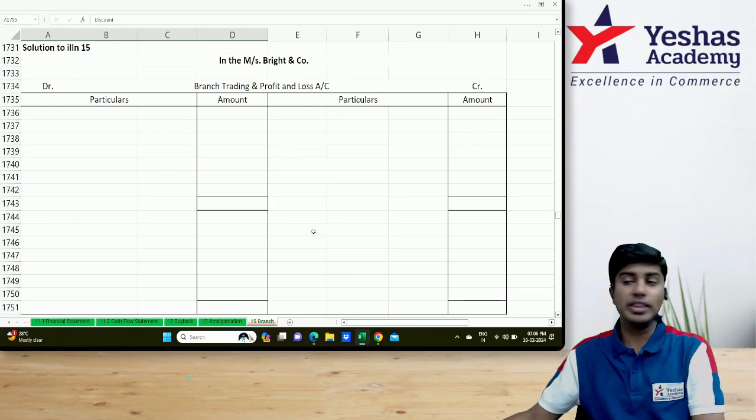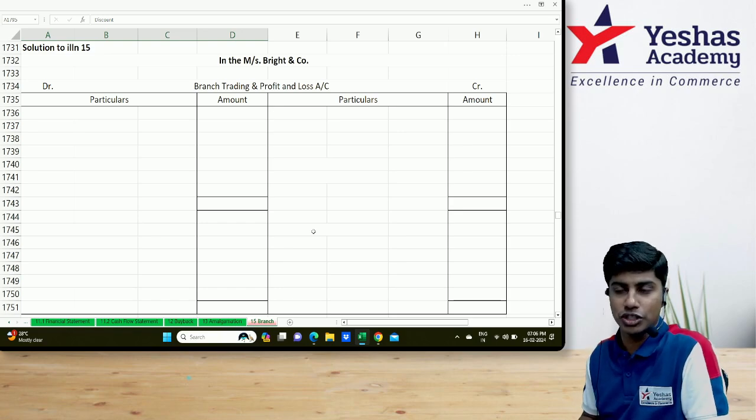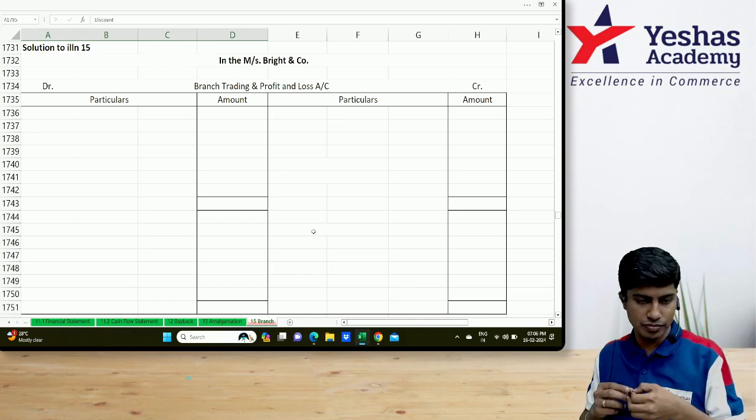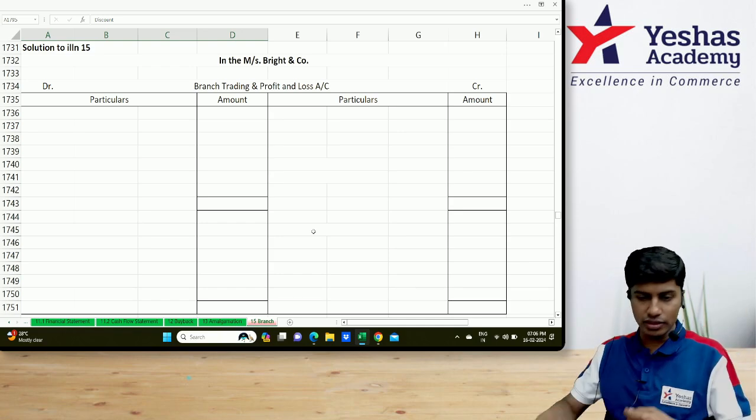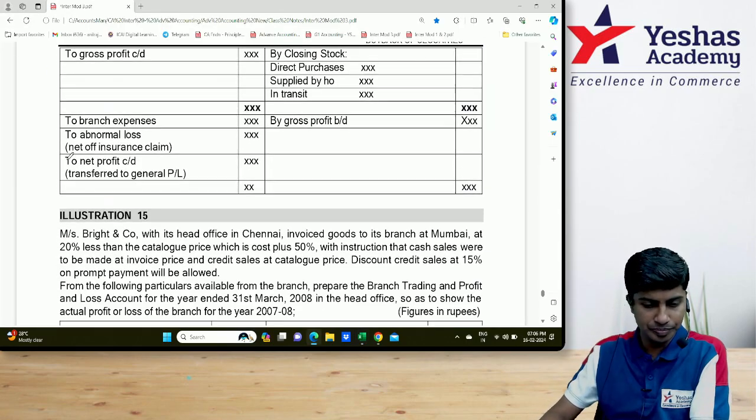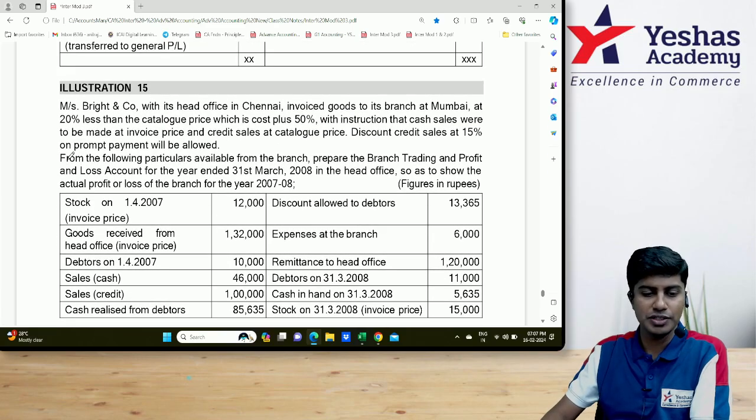Let's now start with a question on final accounts approach in the case of dependent branch. Come on, start with illustration number 15. A very interesting problem for a lot of reasons.